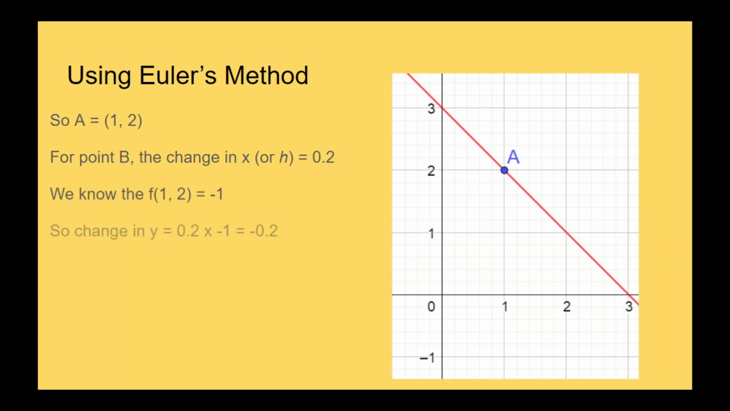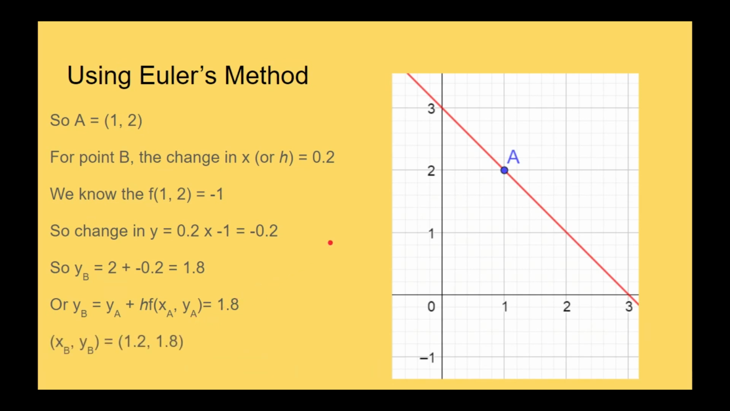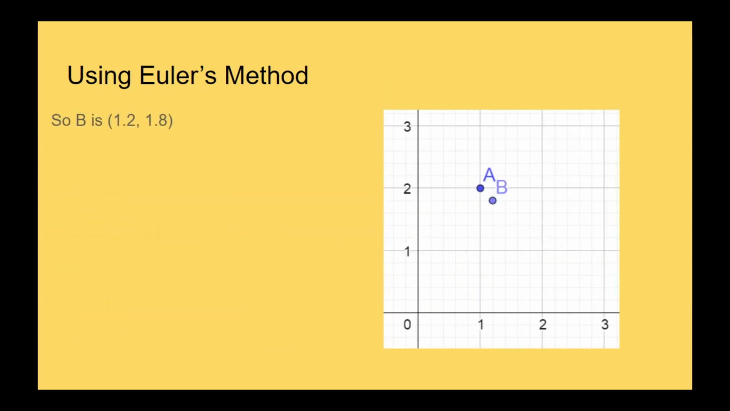So if we're going to go along this tangent, 0.2 is our step. What is our vertical change? So we've got it there, minus 0.2. Our new y value is the previous one plus our vertical change, or our new y value is our previous y value plus step length times the gradient at that point. And there we've got it, our new y value, 1.8. We've got our coordinates of our point B. We've taken our first step.